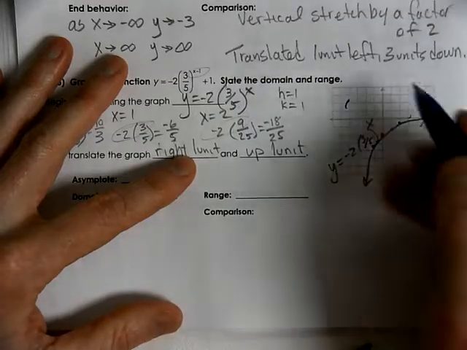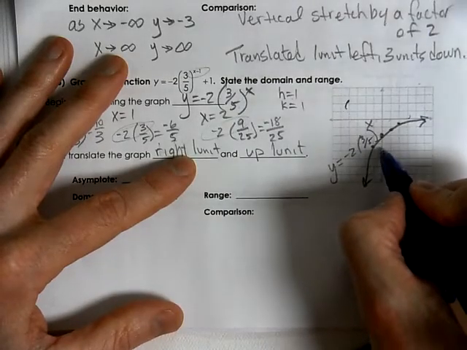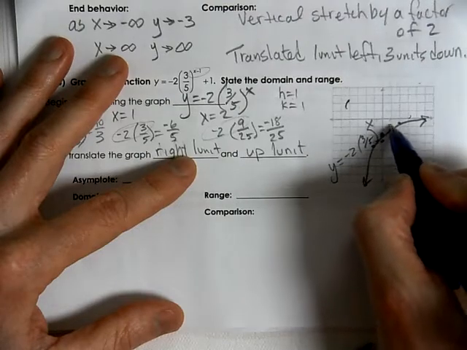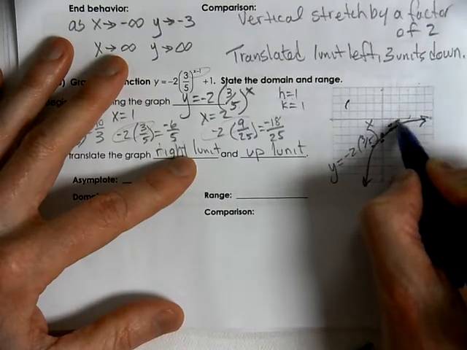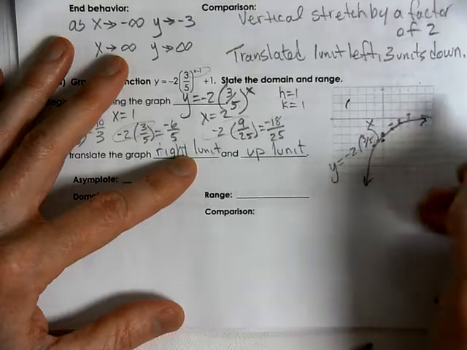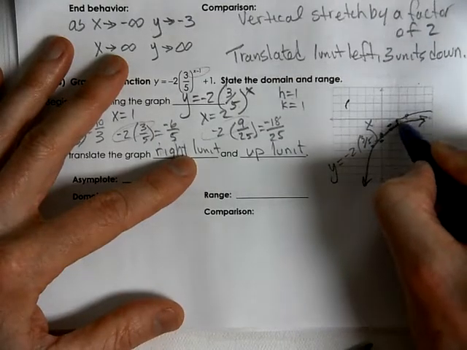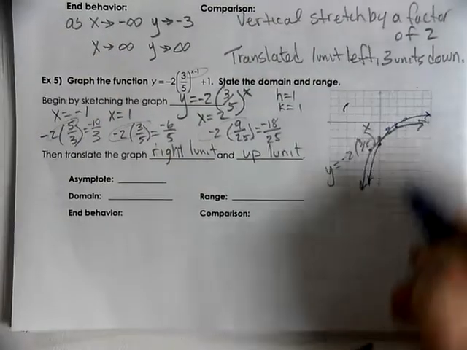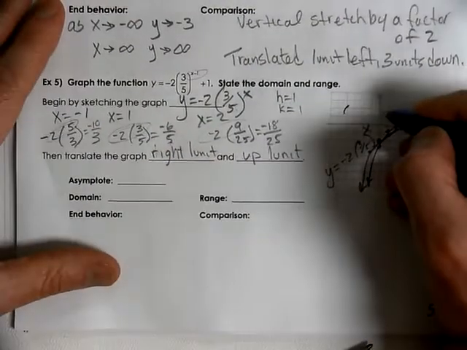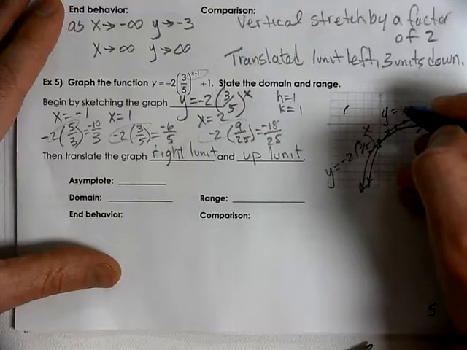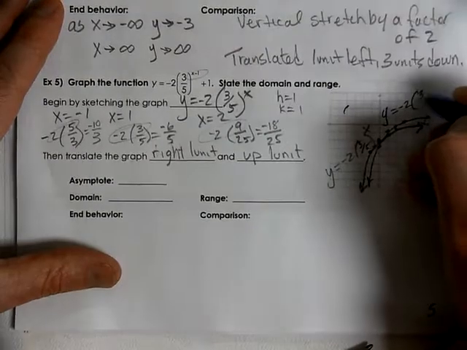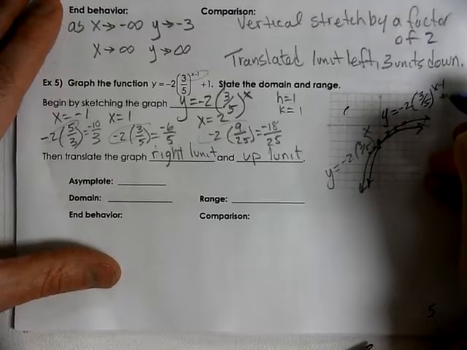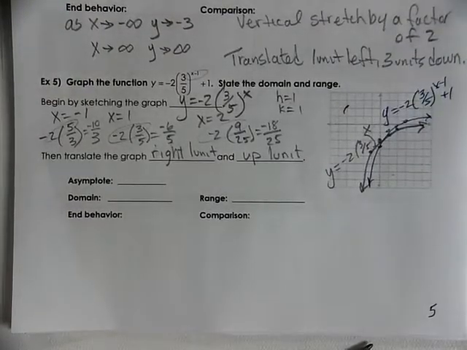So we're going to take each one of these points and go 1 to the right and 1 up. So we'll label our graph y equals negative 2, 3 over 5, x minus 1 plus 1.